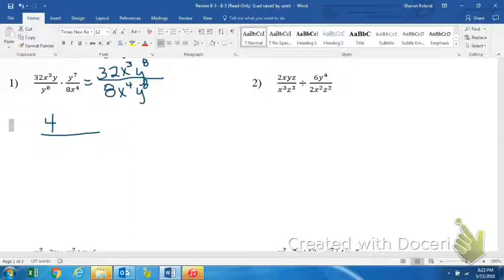So now we look at the x's. X is bigger on bottom, so it stays on bottom, and you subtract. 4 minus 3 is 1. You can put a 1 there or not. You don't have to. Okay, on the numerator, you have 8 divided by 8. It's the exact same thing, so it basically just crosses out. It becomes 1. 1 times 4 is 4, and your answer is 4 over x.